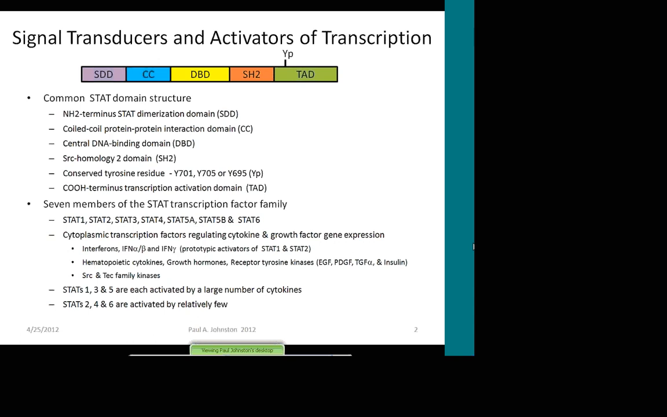My slides don't seem to be advancing. Well, I have to go to the bottom left, the little very faint left and right arrow down the bottom. There you go. I see it.